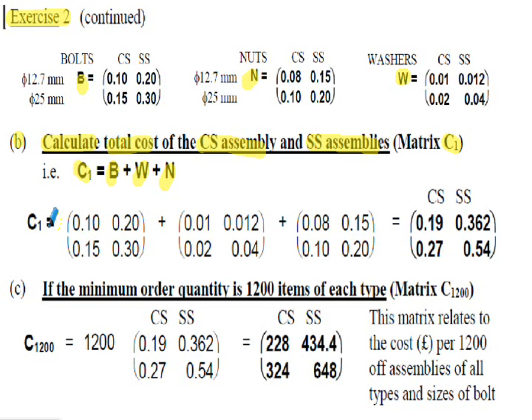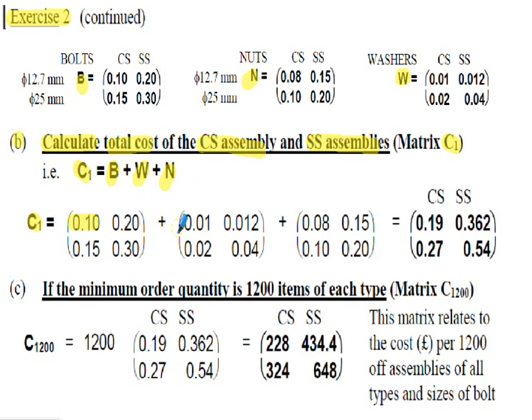So matrix C1, I've got the cost of the bolts shown in the first matrix, the washers shown in the second matrix, and the nuts in the third matrix. So add up the values of the assemblies for a 12.7mm bolt, nut and washer of carbon steel.